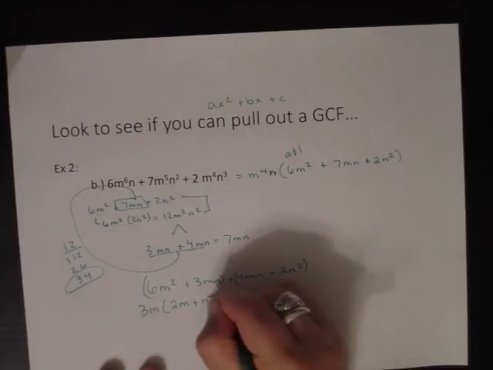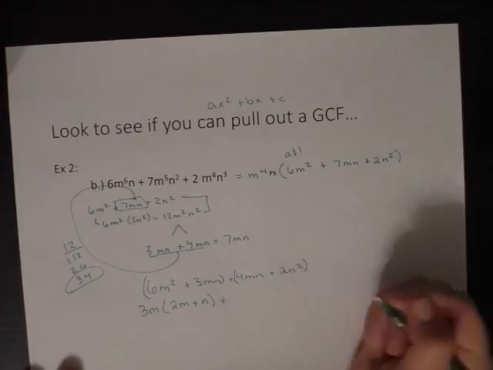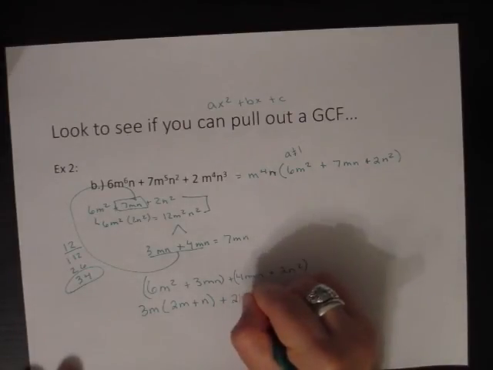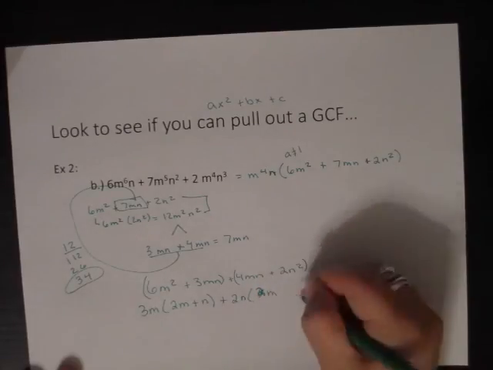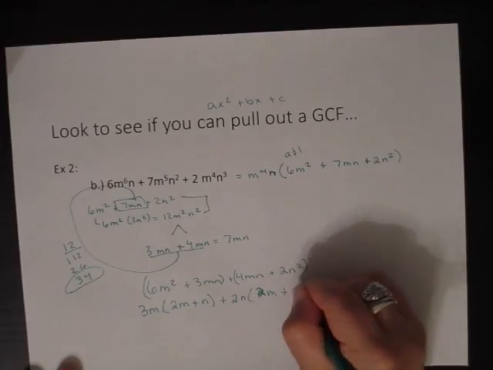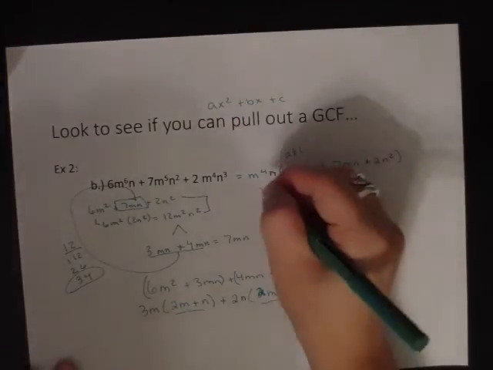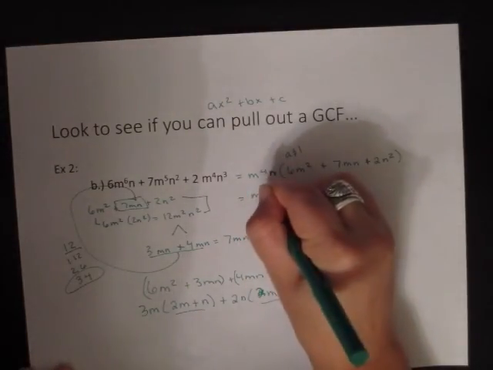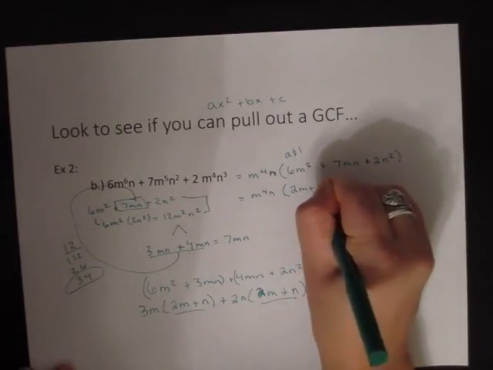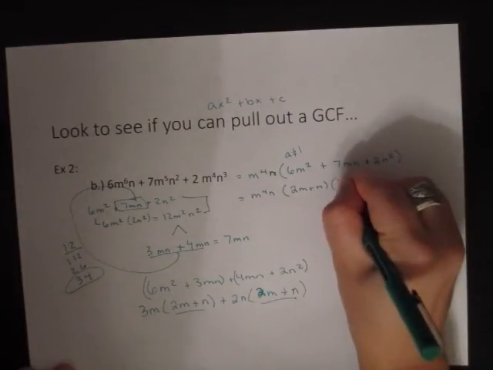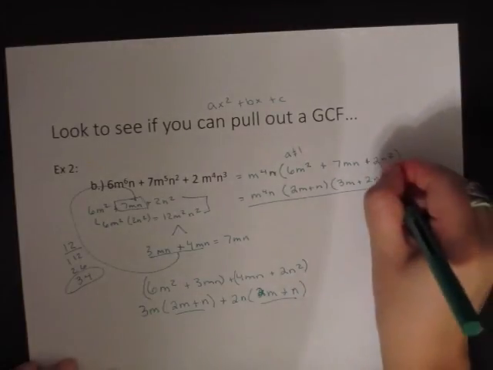I've got 4mn plus 2n squared. I can pull out a 2n, and I'll be left with 2m plus an n. My terms are going to be exactly the same, so I'm going to come up here and go m to the 4th n times my common binomial of 2m plus n. Then I'm going to go 3m plus 2n, and then I'm going to box my answer.